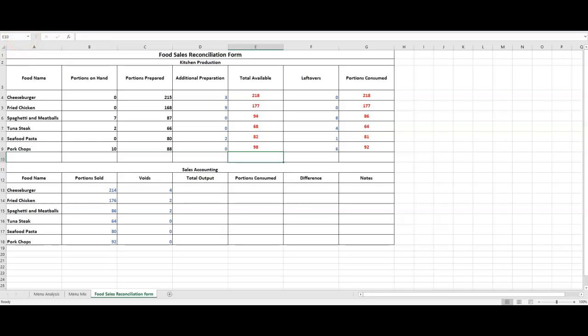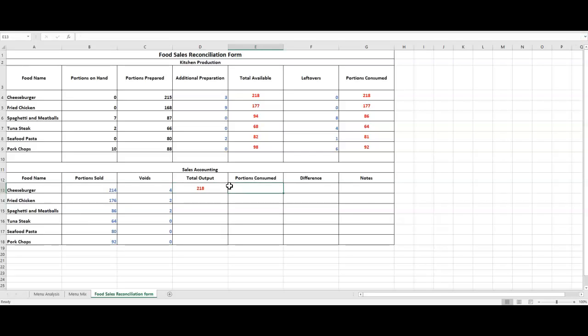So now for the sales accounting roll up here again, and remember this is if we had paper checks. So some of what we talk about, we'll discuss the paper checks. For total output, if you look on page 194, figure 12.4, it gives you the formula for that. The formula is portions sold plus voids for the total. So that's 218 here. Okay.